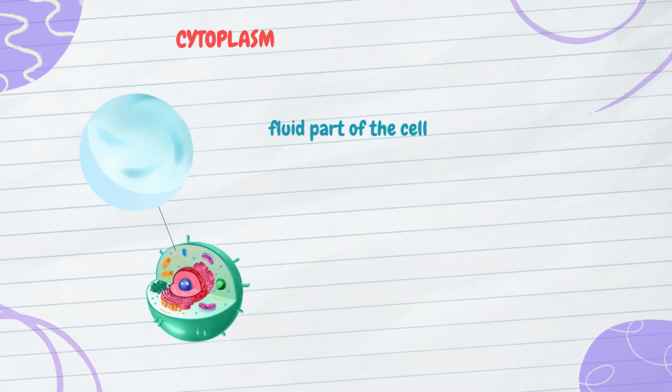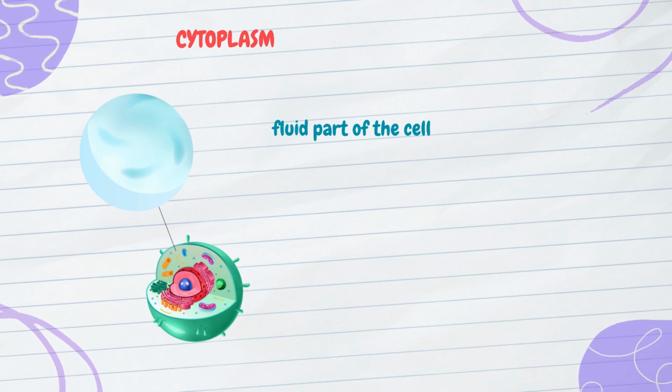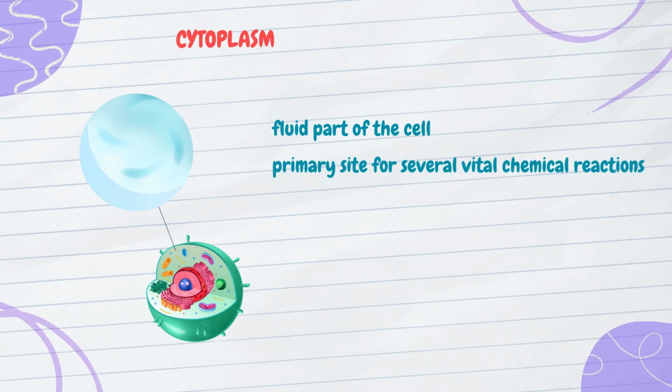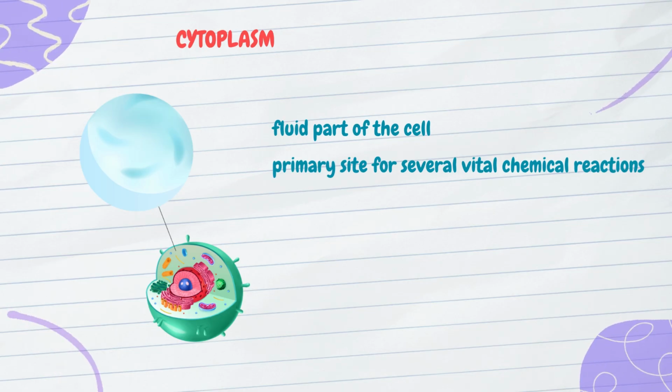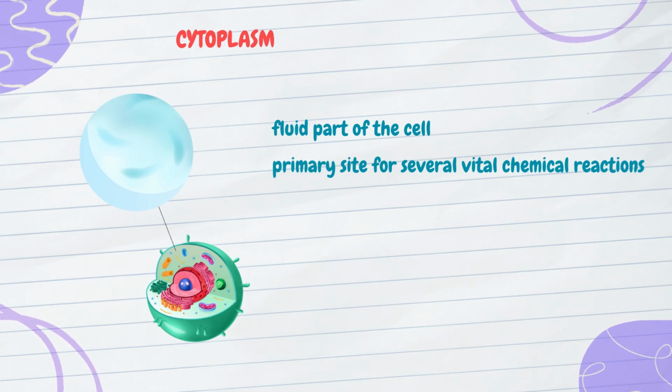Next, the cytoplasm. The cytoplasm is the fluid part of the cell, where all the cell organelles are suspended. This dynamic environment serves as the primary site for several vital chemical reactions, thereby playing an essential role in diverse metabolic processes crucial for the cell's functionality and survival.